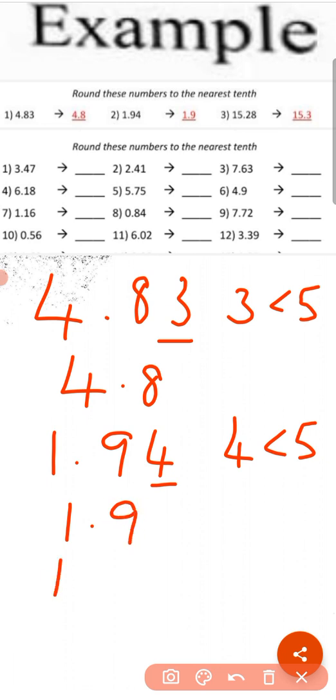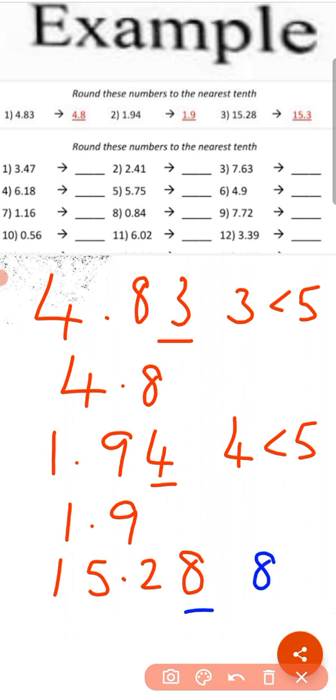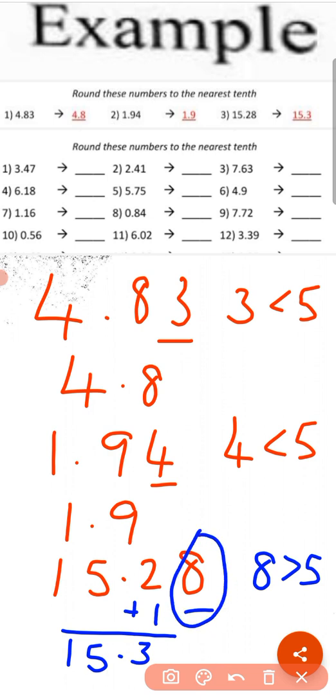Next, 15.28. Which is the digit at the 100th place, children? 8. 8 is greater than 5. So you should add 1 to the 10th place. 2 plus 1 is 3. Then 15.3 is our answer. Here the digit at the 100th place is 8, which is more than 5. So you should add 1 to the digit at the 10th place and remove the 100th place.